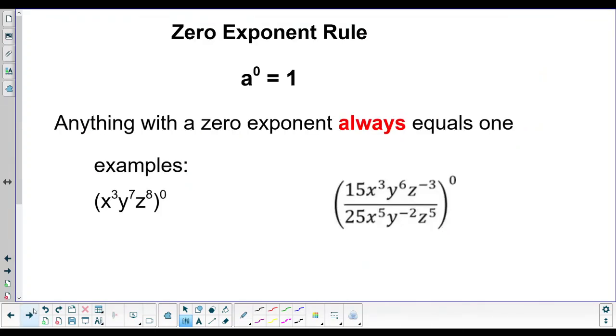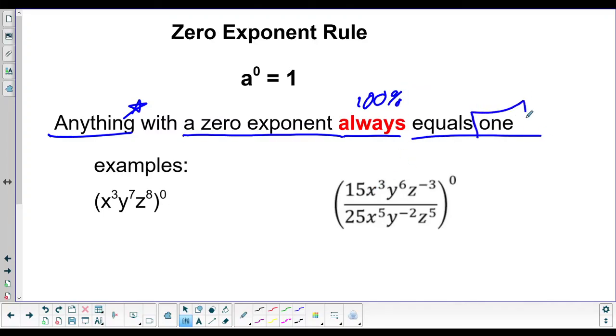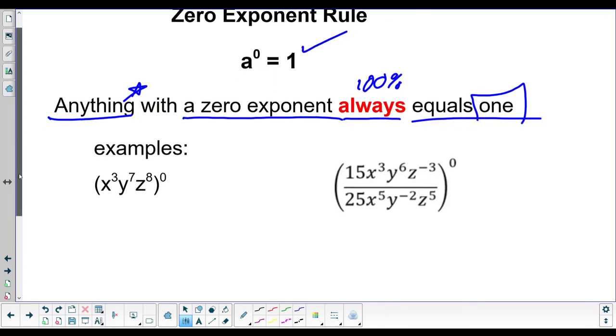All right, let's talk about the zero exponent rule, and then I believe you are done and on your merry way. So there is a rule. The rule goes: anything, no cap. Anything with a 0 exponent, always 100% of the time equals 1. So this thing, regardless of what it is, to the power of 0 equals 1. Check mark. So let's look at some examples.